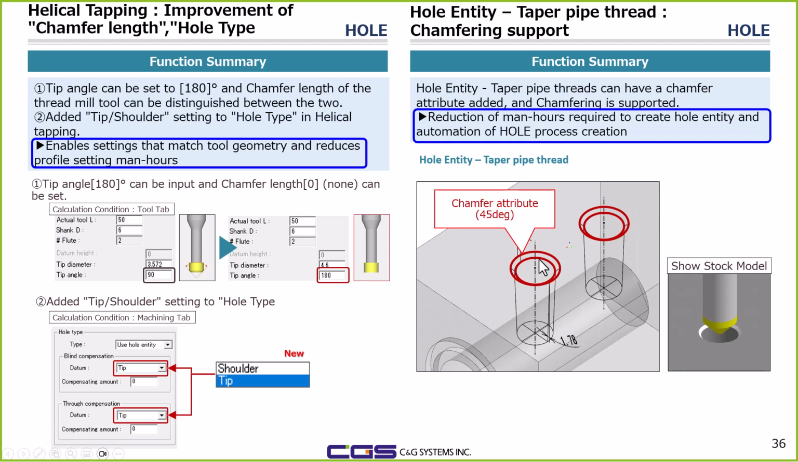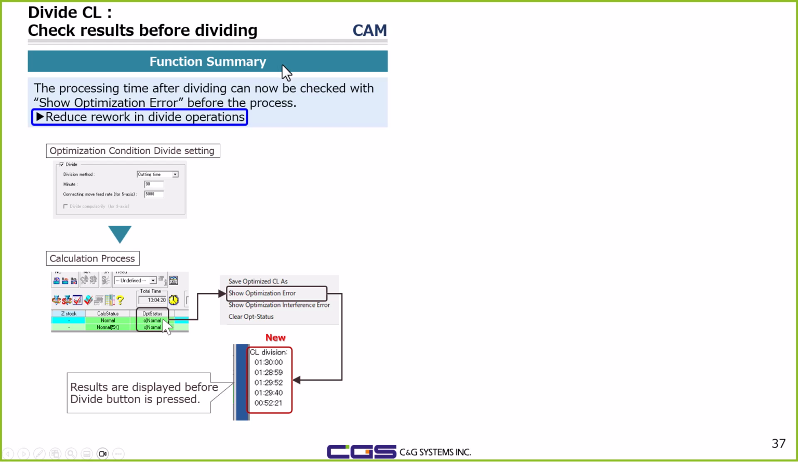You can set chamfers on taper pipe threads, attributes, add it right to the hole. Divide CL will now output a division beforehand, so that you can make sure your times match up well, or set a new number before actually splitting up the program and realizing you have a program with 3 minutes or 10 minutes after, when you'd rather have them split up more accordingly.